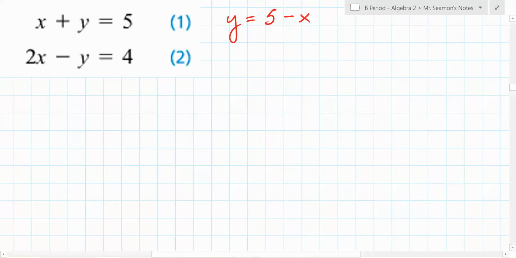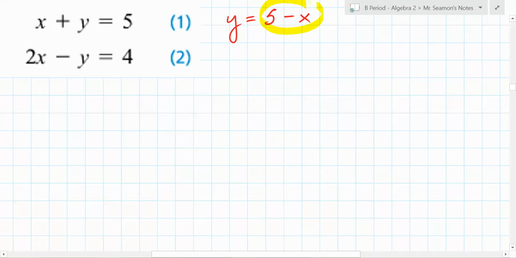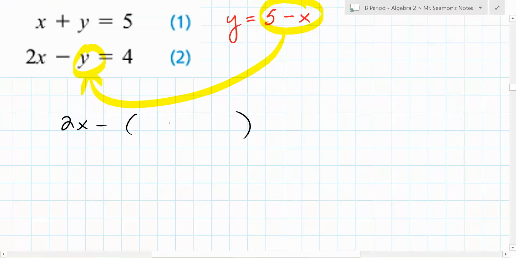And then what do you do with this 5 minus x? You take that and you plug it in right there. We know that y needs to be 5 minus x, so you plug it in where y is, so it's going to be 2x minus, instead of y, what do we write? Equals 4. It stays 4. This is substitution. We did this a little bit. You've done it before, or maybe a lot before. Can you solve this? It's a single equation, so what's next here?